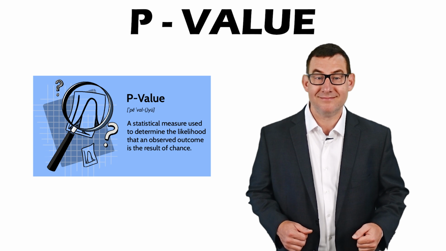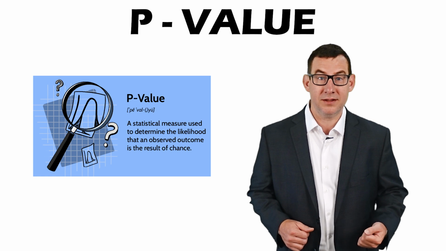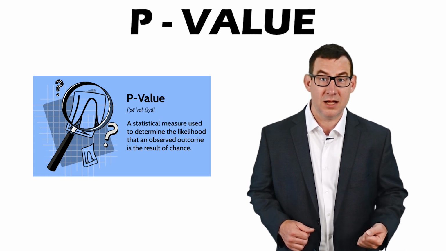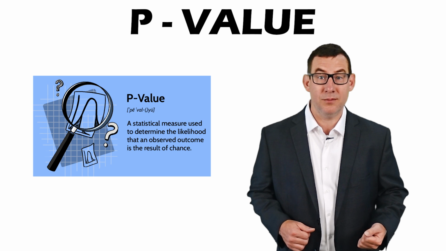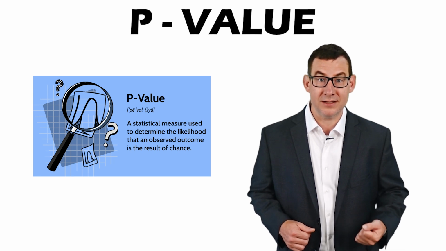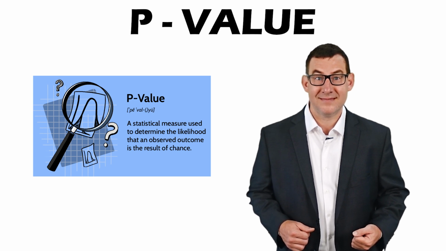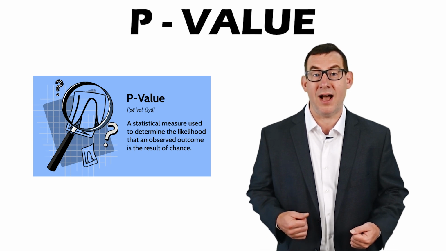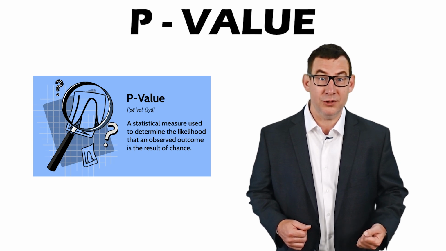A p-value. The p-value is a number that indicates the probability of obtaining the observed results, assuming that the null hypothesis is true. A p-value less than 0.05 is generally considered statistically significant. A result with a lower p-value is more statistically significant than a result with a higher p-value. A p-value is also sometimes called an alpha value.